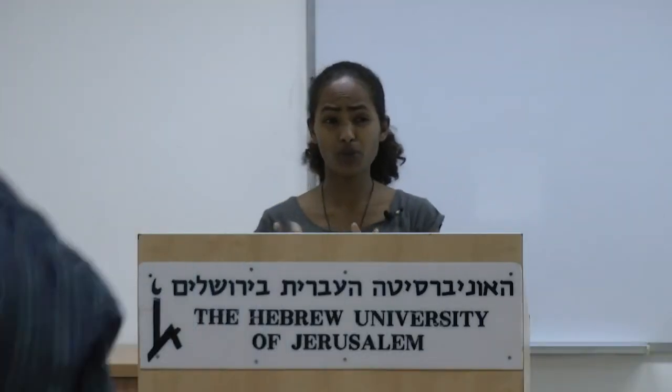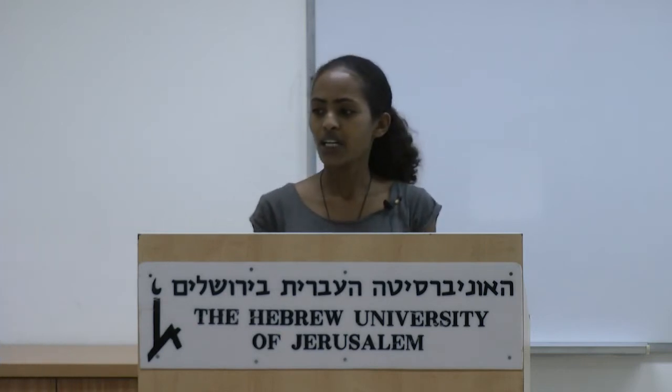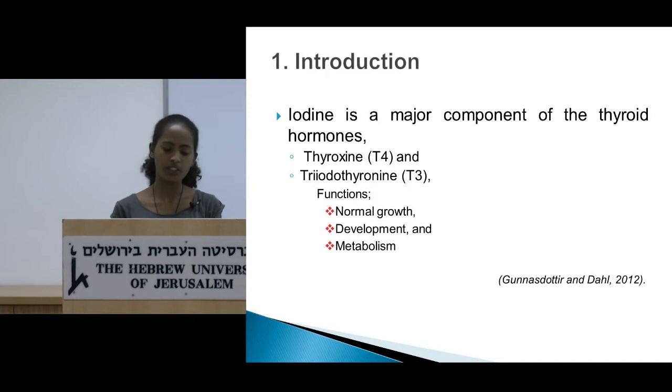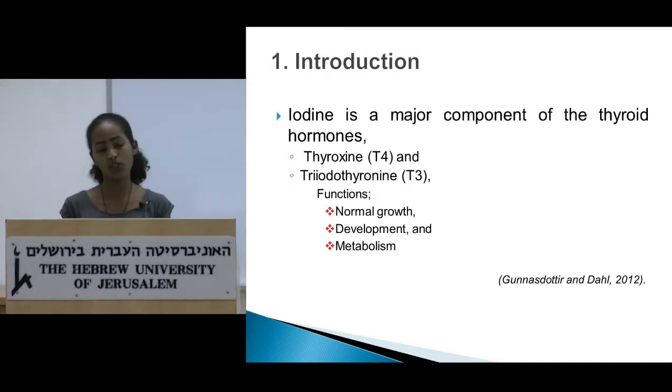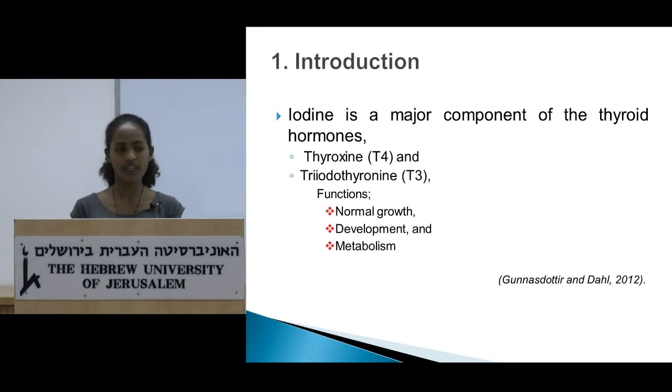Start with the introduction. Iodine is an essential micronutrient which is a major component of the thyroid hormones T3 and T4. Those two hormones are very important and necessary for normal growth, development, and metabolism during pregnancy, infancy, and throughout life. Naturally, iodine exists in the form of iodide in soil and seawater. However, it is converted into iodine when it is exposed to sunlight, and this affects the content of iodine in plant and animal sources of food.